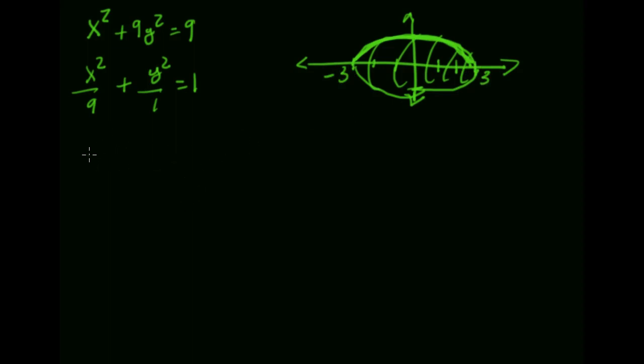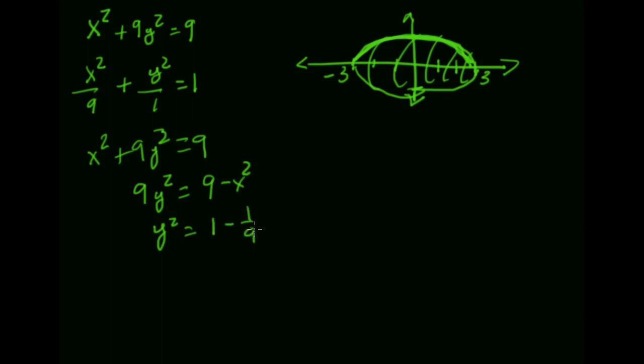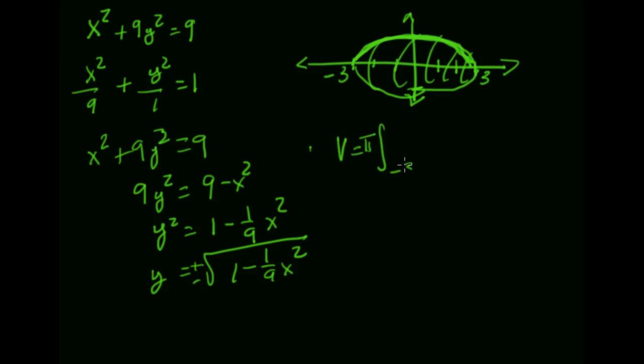So let's see. If I have x squared plus 9y squared is equal to 9, then 9y squared is equal to 9 minus x squared. Y squared is equal to 1 minus 1/9 x squared. Y is equal to the square root of 1 minus 1/9 x squared. Alright, and I only need the positive version of this, right? Because technically that's plus or minus, but I only need the positive version because I need the top of the curve.